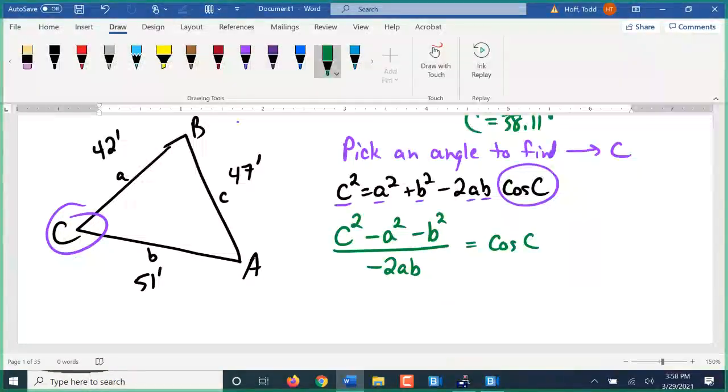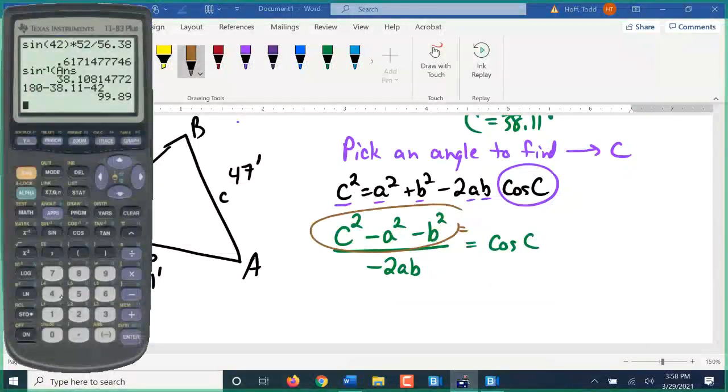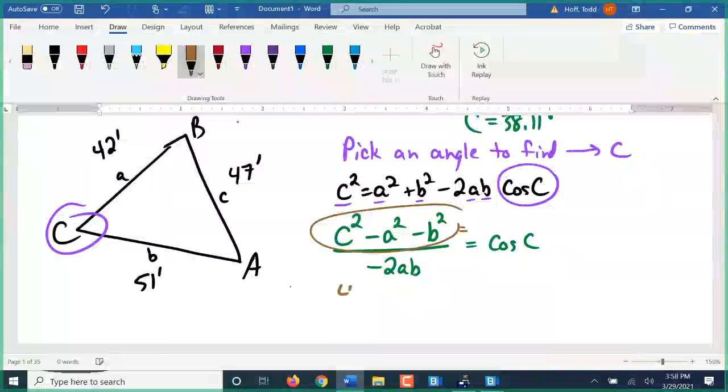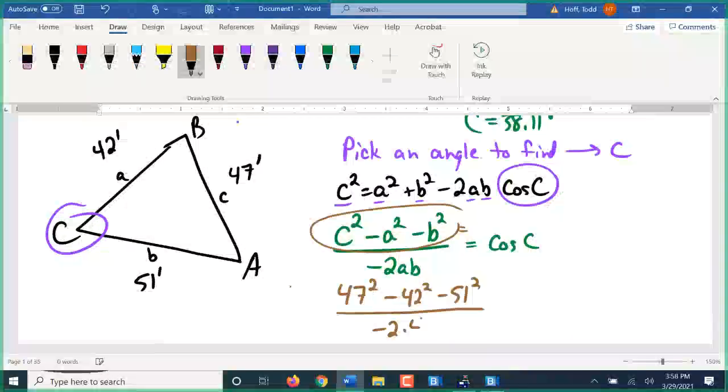Make sense? Now I'm leaving it like this for now, because what we're going to do is the top up here first. This is where we do want to hit equals, before we divide. So we're going to put in our numbers: C squared will be 47 squared, minus A, which will be 42 squared, minus B, which will be 51 squared, all over negative 2 times 42 times 51.